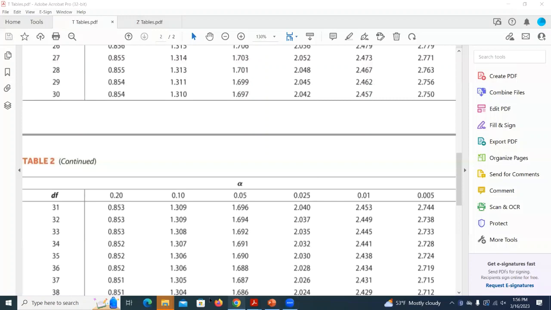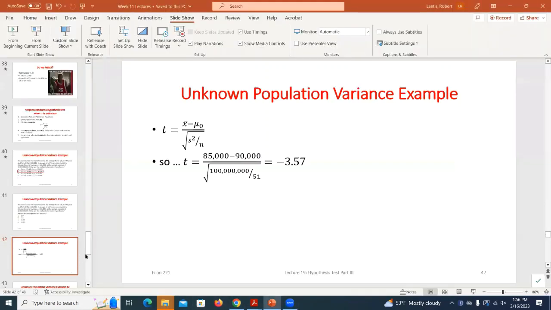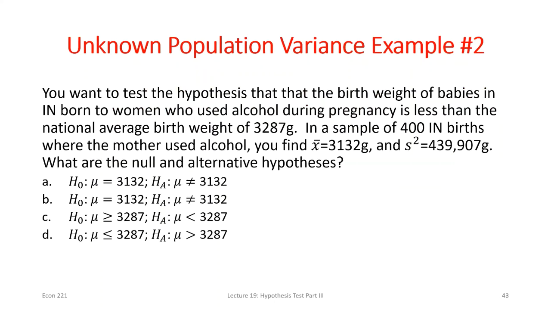So let's try to work through another example. Like I said, this is pretty similar to what we were doing when we had a known population variance, except we have to use that student t distribution. Okay, so now let's say I want to test whether the average weight of someone born to a mother who used alcohol during their pregnancy is less than the national average. That's what I'm trying to test for, so that's going to be my alternative hypothesis: is that mean less than the national average of 3,287? I stack the deck against myself, assuming the exact opposite is true, that it's greater than or equal to that value. I then use my sample evidence to see, does it go against the null enough, right?